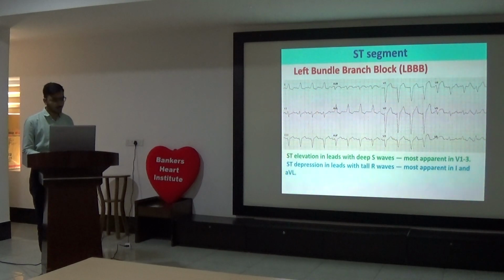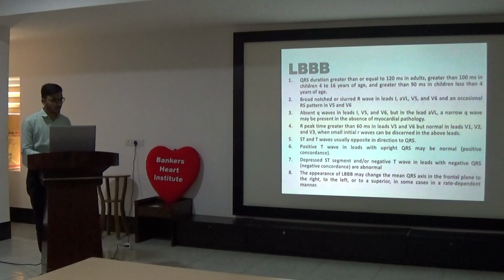ST elevation in leads with deep S wave, so mostly in the anterior leads V1 to V3, while ST depression in leads with tall R wave. So they are discordant, most apparent in lead 1 and aVL. So this is the criteria for defining LBBB.